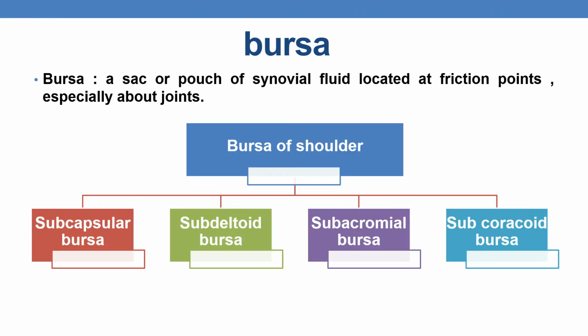Now coming to bursa. A bursa is a sac or pouch of synovial fluid located at friction points. So the shoulder joint has four bursae. They are the subcapsular bursa, the subdeltoid bursa, the subacromial bursa, and the subcoracoid bursa.